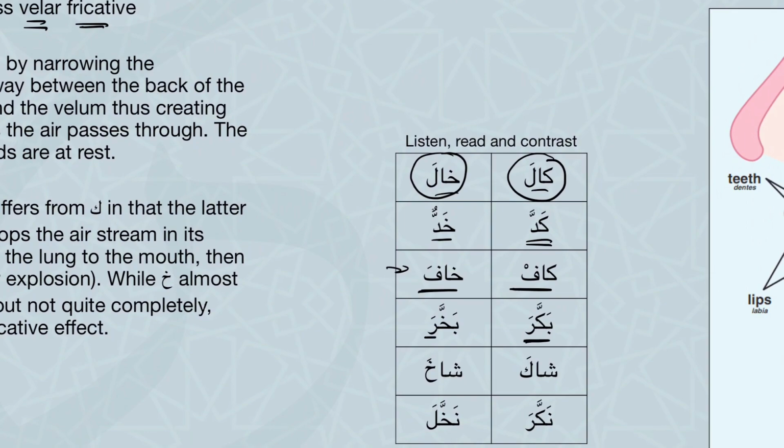Bakkara, bakkara, bakhara. The kha has a shadda. Bakhara, bakhara. Shaka, shakha. Nakkara, nakhala. We're going over shaka and shakha. Why did we not put fatha? Because there's an alif and the sha is a long vowel sound, so it's shaka, shakha. Same thing with kaf, khafa.